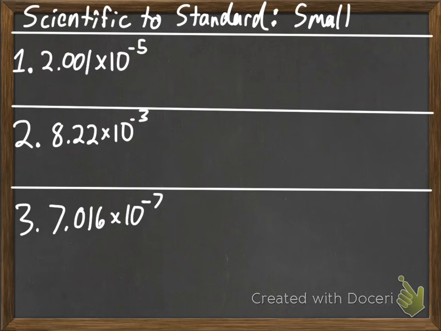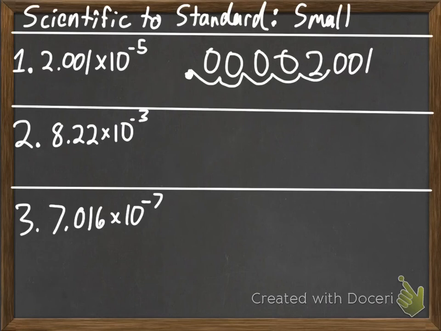Okay, scientific to standard for the small. Now this is going to work very similar to our large, except we're going to be moving our decimal point to the left. So 2.001, and I need to probably give myself some more room. So 2.001 to the fifth, 1, 2, 3, 4, 5, decimal point, zeros, fill in.